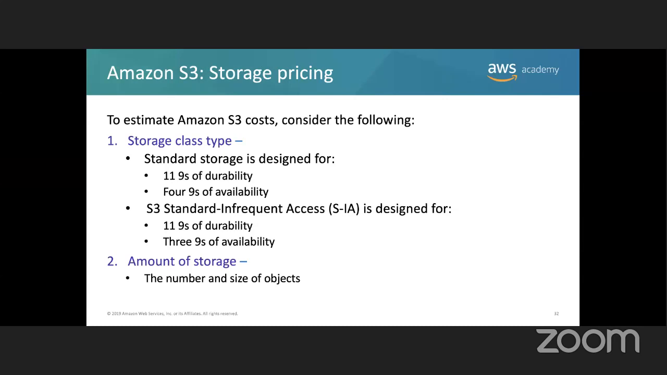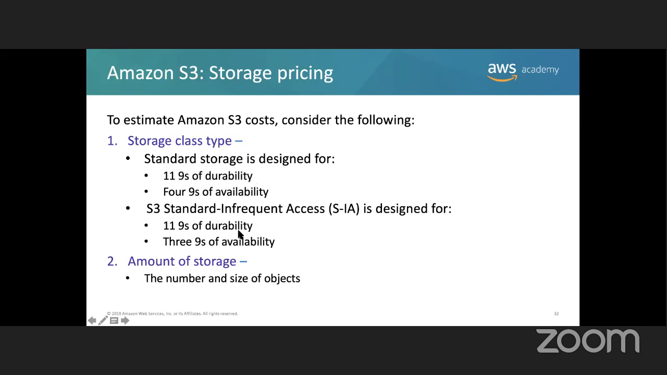To estimate Amazon S3 costs, consider the following. The storage class type: if it is Standard, Standard IA, One Zone IA, Glacier, Glacier Deep Archive, or Intelligent-Tiering, depending on the class. Standard storage is designed for 11 nines of durability and 4 nines of availability. Don't forget these numbers: 99.999999999 is the 11 nines, and 99.99 is the availability.